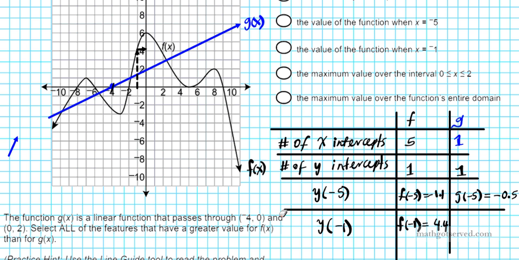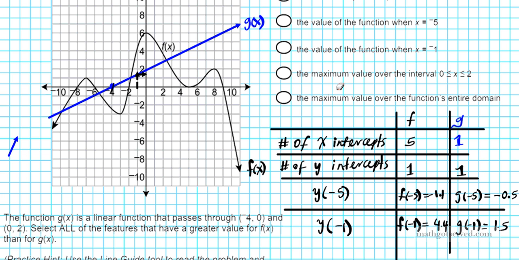Now, how about the G situation? What is G of -1? For G of -1, we trace -1 vertically to the graph of G, and then we trace that point of intersection horizontally to the y-axis for the output. The output is like 1.5. So something like 1.5 is our output for G when x is -1.